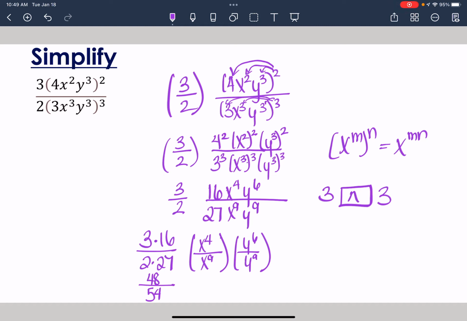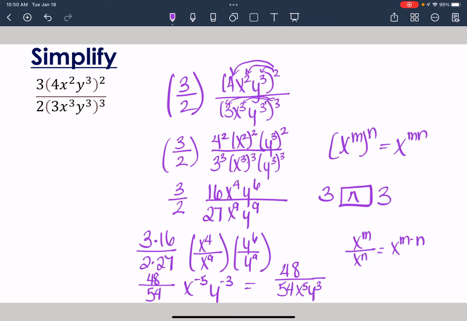Then I have x to the 4 over x to the 9th. Now I'm going to have to use the quotient rule. Remember, the quotient rule tells me that if I have x to the m over x to the n, that equals x to the m minus n. So I'm going to need to subtract my exponents. So this will be x to the 4 minus 9. 4 minus 9 will be negative 5. And then y to the 6 minus 9. 6 minus 9 is negative 3. So remember, my negative exponents, I can move them to the denominator and make them positive. So this will be 48 over 54 x to the 5th y cubed.